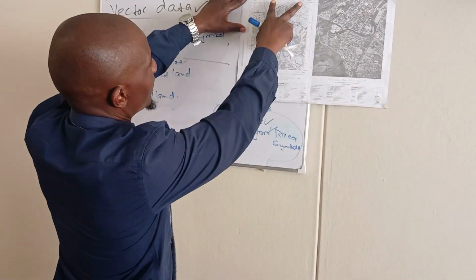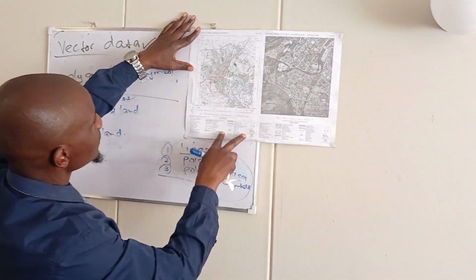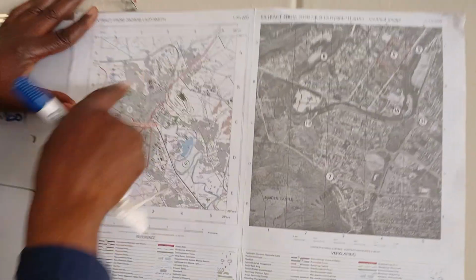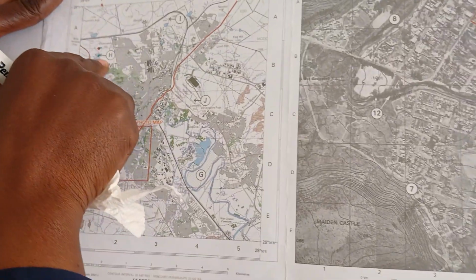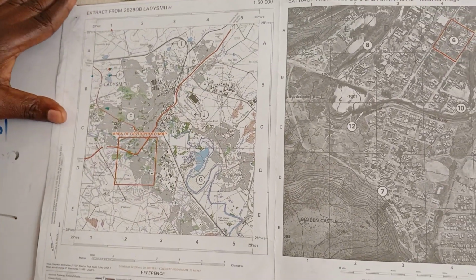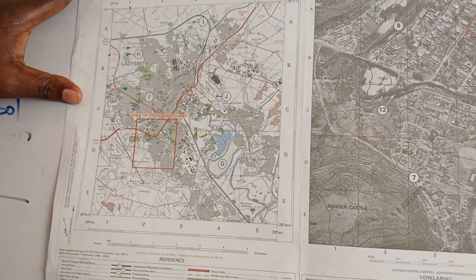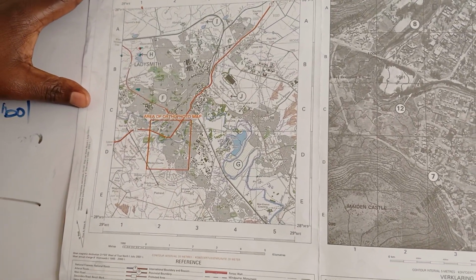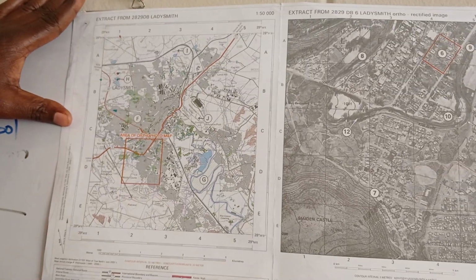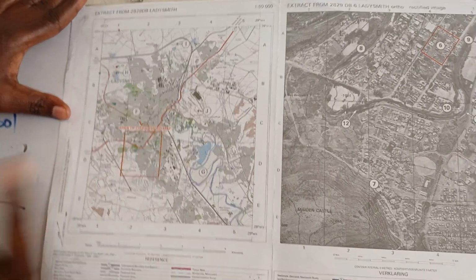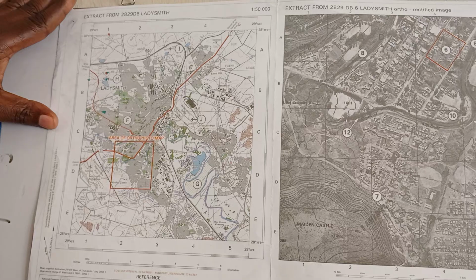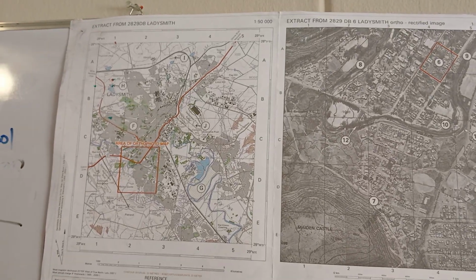Okay, so when you're looking at this map, we have this map with the features that are natural and constructed, natural and man-made. And these features that are natural and man-made are further categorized into 3 categories. That is your lines, your points, and your symbols, which make up what we call the vector data.